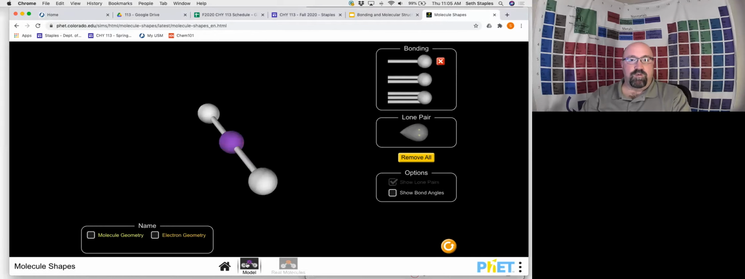And so if you were modeling, just to show you how to use this, and so if we start from scratch here, we have just one atom in the middle.